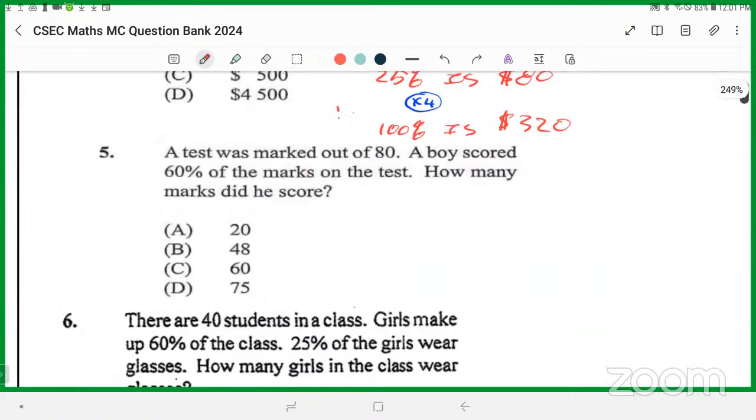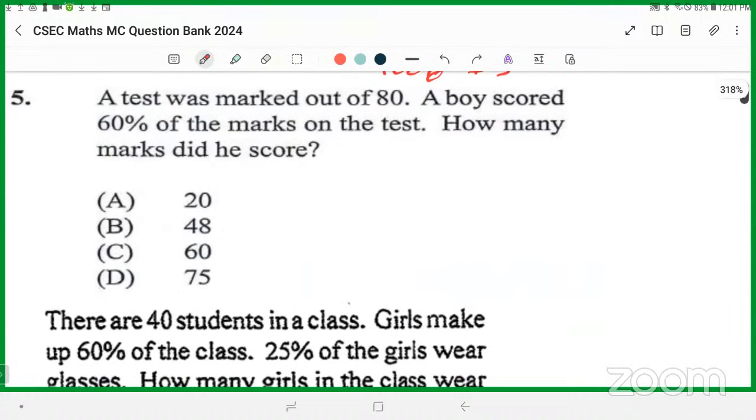Next question. A test was marked out of 80. A boy scored 60% of the marks on the test. How many marks did he score? So this one is kind of easy. You're going to be multiplying 6 times 8. So the answer that has 48 in it is the answer. In terms of the values, you're going to be multiplying a value of 6 by a value of 8. 6 times 8 is 48. So the answer with the 48 in it is the answer. That's the only answer with 48 in it. So the answer has to be 48.